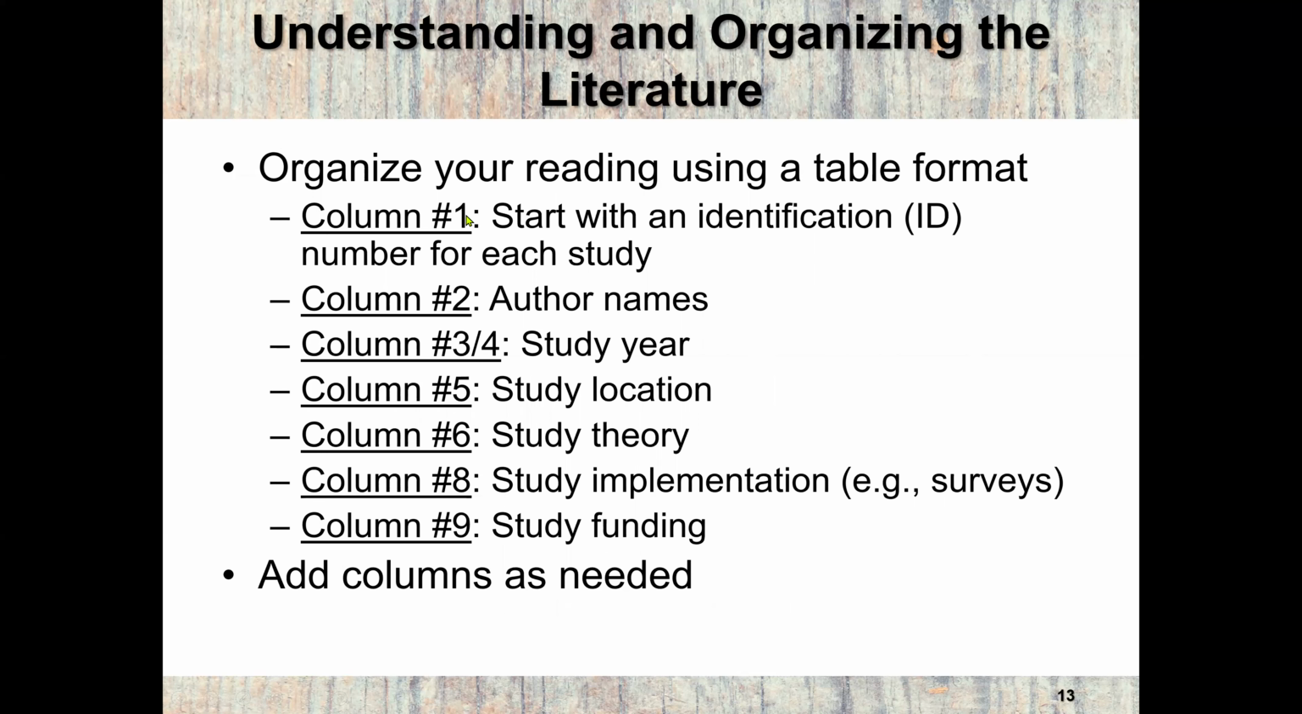Then we need to organize our reading using a table format. So maybe you may have column 1, starting with the identification number for each study. This is what you can generate yourself. Then the author's name, column 2, study year, that's the article, the study location, the theory, implementation, and also the study funding if the information is available. Then you add as many columns as you need. For example, I may have a column for the methodology, the summary, etc., whatever you feel.